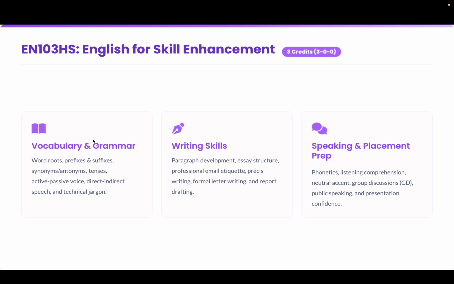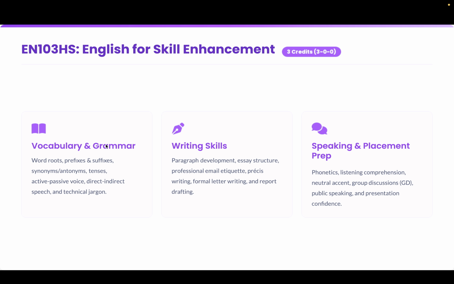You should only focus on 3 things. First one is vocabulary and grammar, then writing skills, and speaking and placement preparation. Your English subject is one of the first steps into your placement preparation. From here you can easily start your English placement preparation, and you can show them that you are capable.